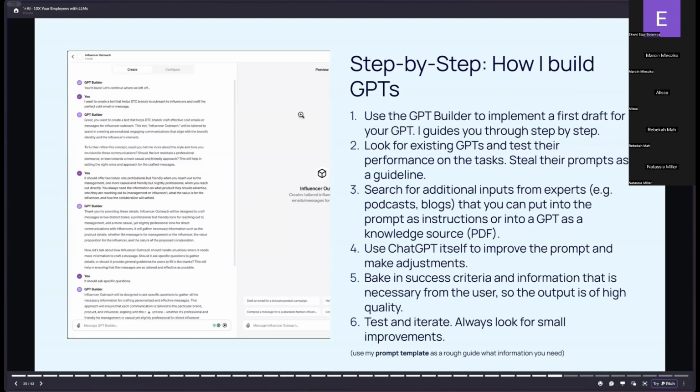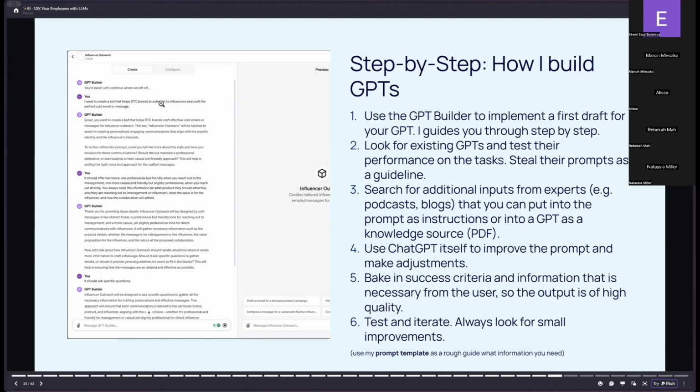And here's just a quick step-by-step guide. On the left, you see the GPT Builder, which is a tool from OpenAI that allows you, just through a chat, to define your own GPT. It asks you questions over time, and you just tell it, I want to create a bot that helps D2C brands reach out to influencers and craft perfect cold emails and messages. Then it analyzes that and asks you additional questions, like how do you want your message to look? And then this is a first good draft. Then I look for the existing GPTs and integrate that into the prompts. And to notch the performance up even further, you can look for additional inputs from experts.